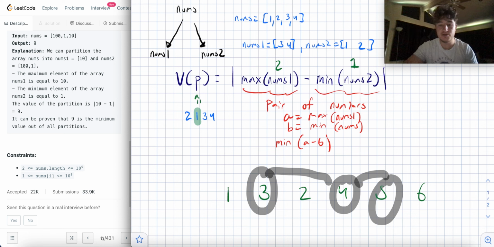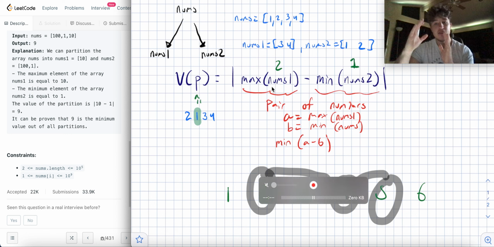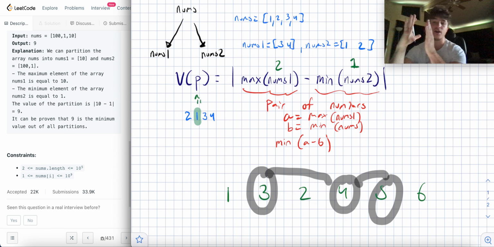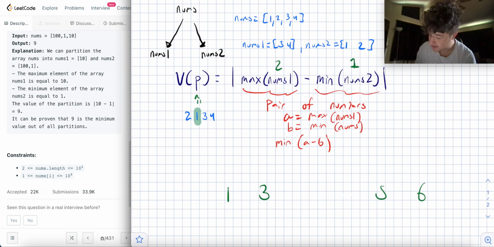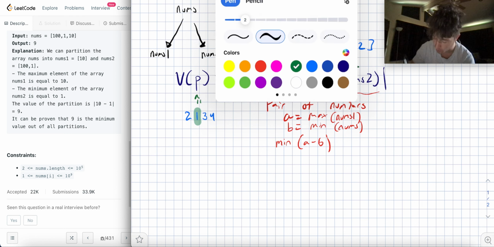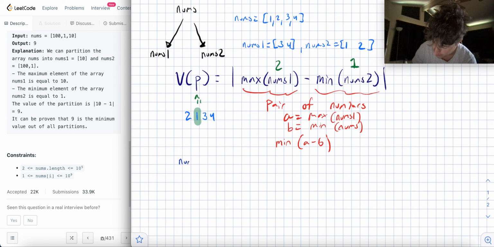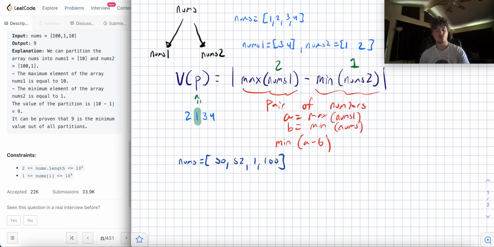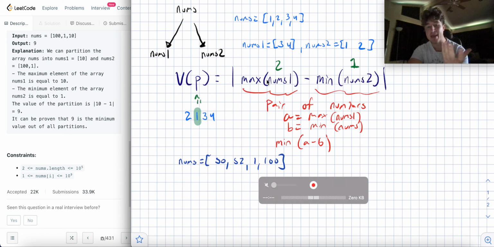Okay, so in this problem, what I want to do is choose A and B such that the max of nums1 and the min of nums2 are the numbers that are as close as possible to one another within the array, right? So if I take an example that's a little bit more complicated just to prove this point, let's say our nums was 50, 52, 1, and 100, okay? So what I want to do is figure out what is the pair of A and B such that A is the max of nums1 and B is the min of nums2 such that I have the minimum difference, right?